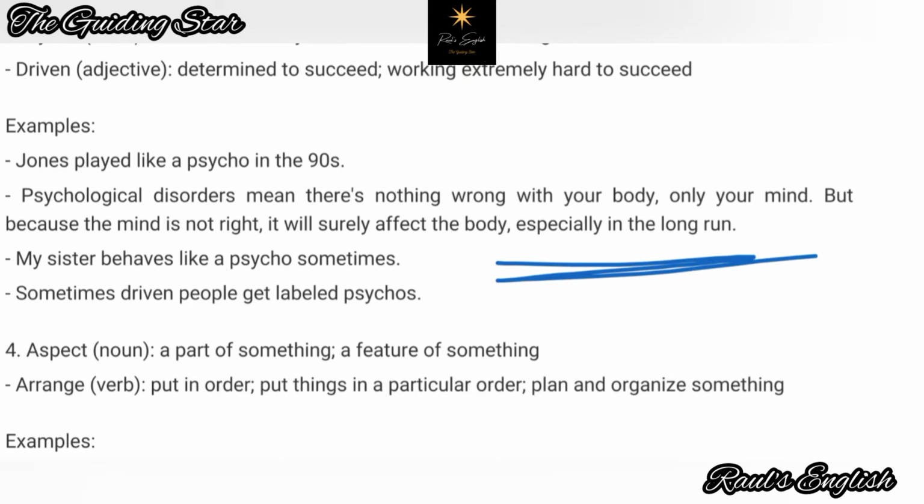Number 3, my sister behaves like a psycho sometimes. Alright, sometimes driven people get labeled psychos. Sometimes can be followed by a comma or need not be followed by a comma. Depends on the context, depends how you're using it, what's the theme of your essay or your paragraph. All right, so both are correct. Sometimes driven people get labeled psychos.